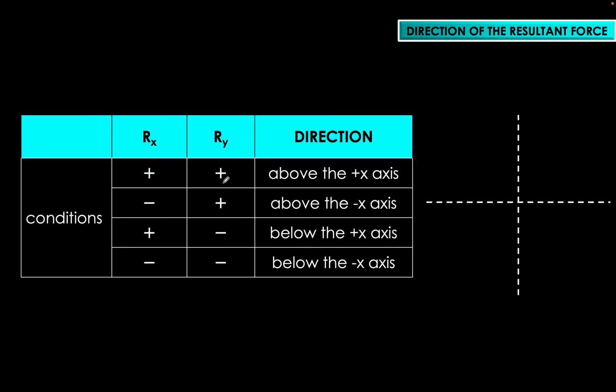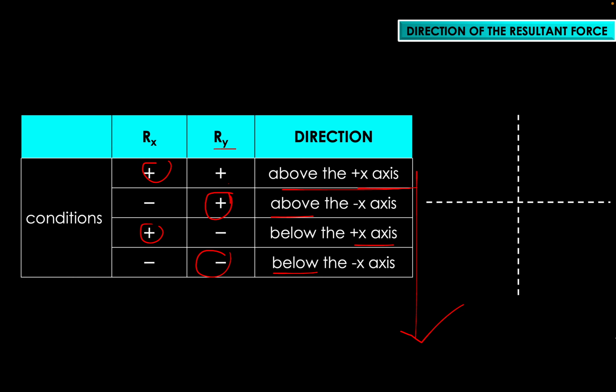So again, the guide for that is here. If R sub x and R sub y are both positive, then the direction is above the positive x-axis, and so on and so forth. As a rule of thumb, your main basis here should be the idea that whenever R sub x is positive, obviously, your resultant force is in the positive x-axis. And to know whether it is above or below the x-axis, your reference is y. If y is positive, then it's above the x-axis. If it's negative, then it's below the x-axis.